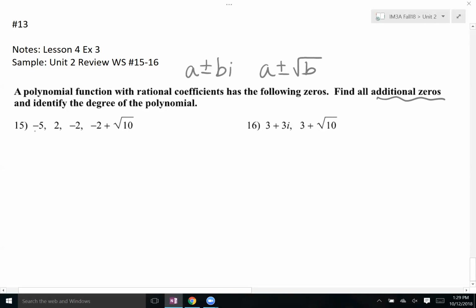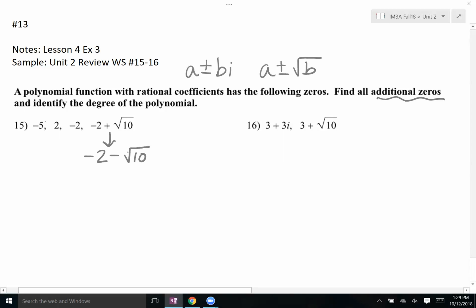So if I have a root that's just like a number, I'm really just ignoring it. That doesn't give me an additional answer, but anything with a radical or an i does. So if I have -2 plus radical 10, that means I have to also have -2 minus radical 10. So that's my additional zero.